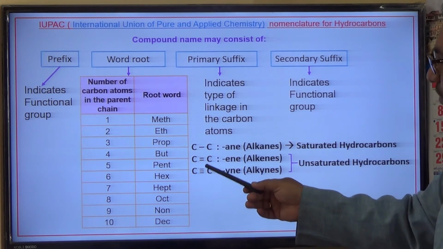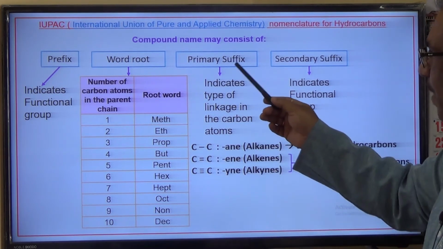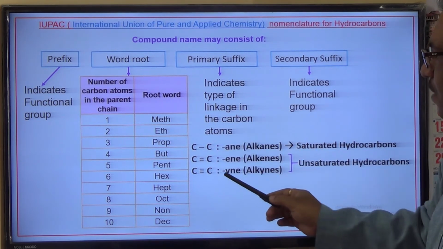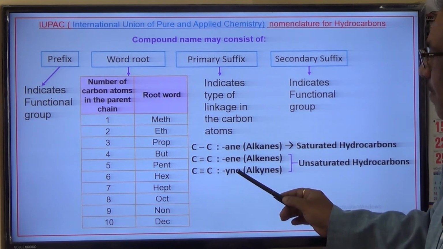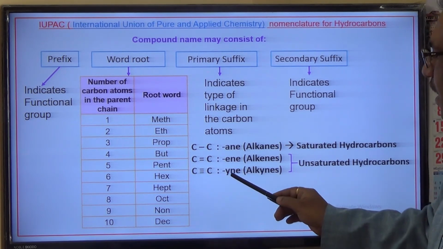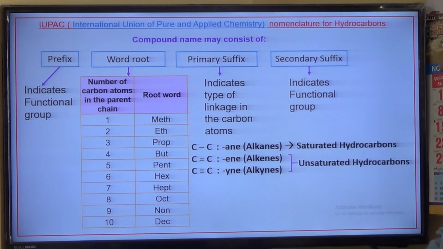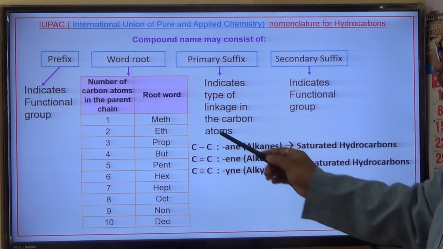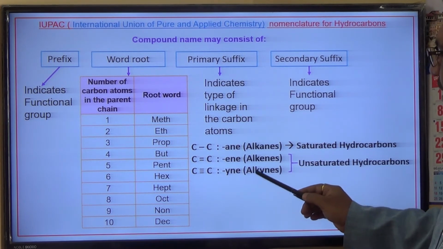Similarly, if there are three bonds between carbon atoms, we add the primary suffix yne after the root word. Eth, yne, ethyne. Prop, yne, propyne. But, yne, butyne. Pent, yne, pentyne. Hex, yne, hexyne. This is how we add the root words and the primary suffixes joined together to form alkanes, alkenes, and alkynes.